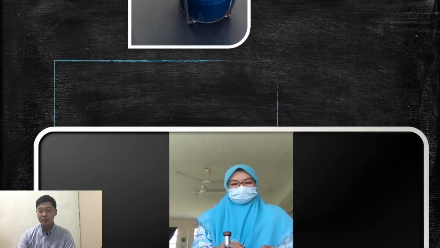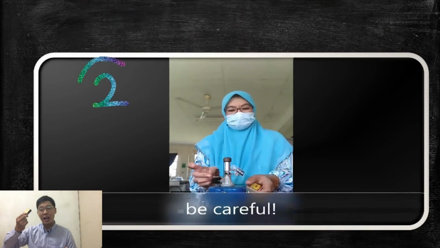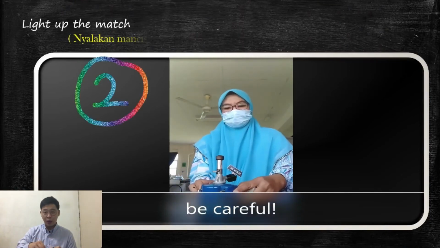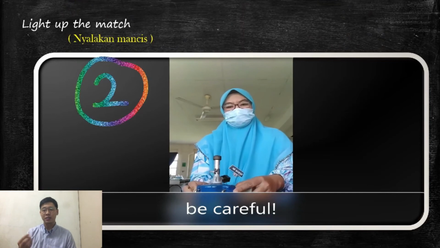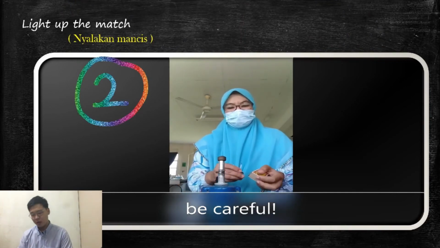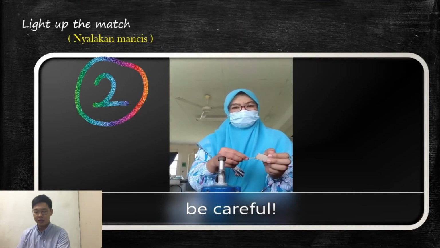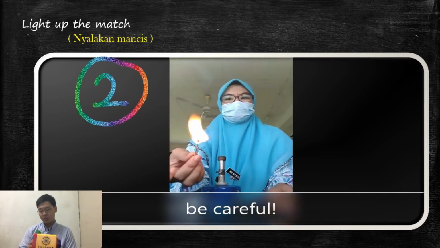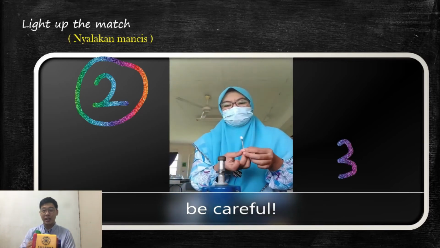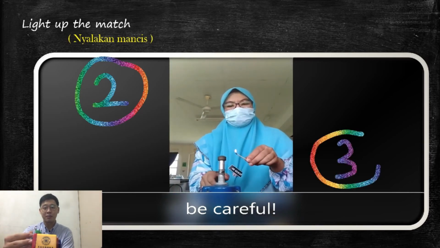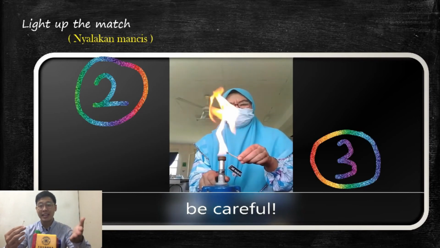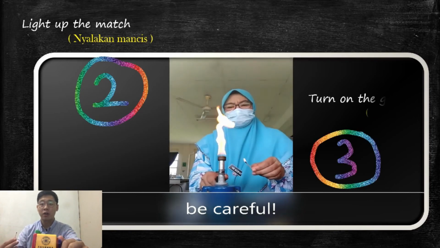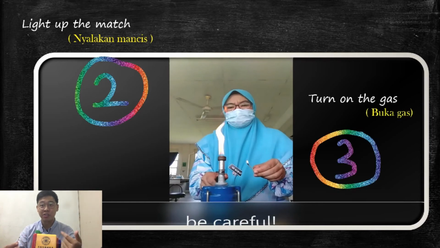First, we have to take out the match first. We take out one match first. Let's say here is my Bunsen burner. We ignite the match first, and we bring it close to the Bunsen burner. At the same time, we use the other hand to turn the knob of the Bunsen burner to let the gas release. We open the knob and bring the match close at the same time.